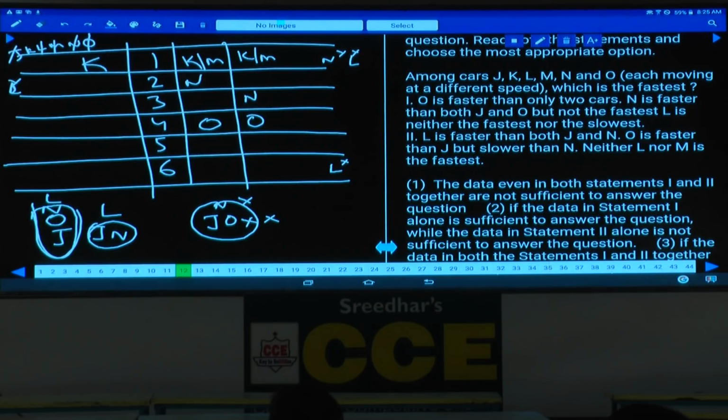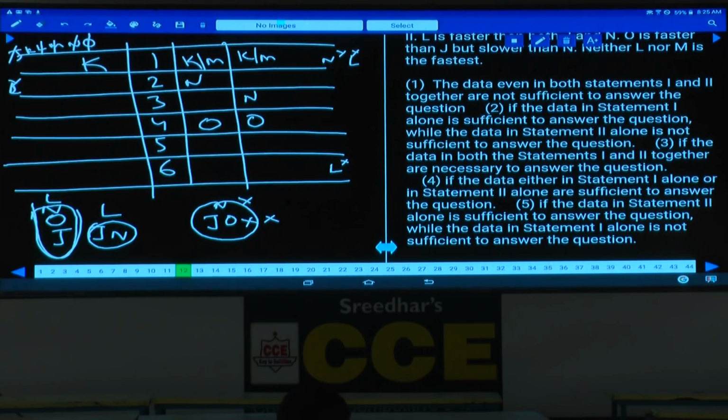Have you followed this one, or shall I explain once again? Now in this one, what is the answer here? Only 2 alone is sufficient. Only 2 alone, that is choice 5.